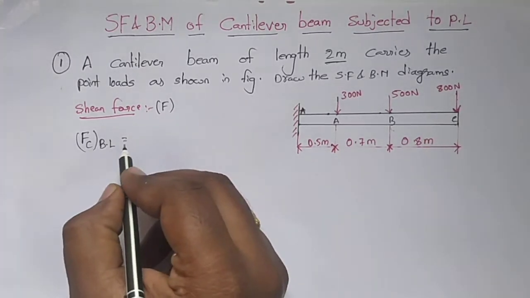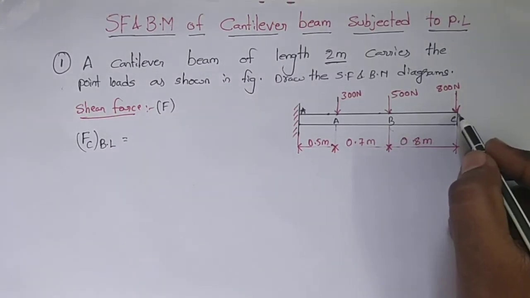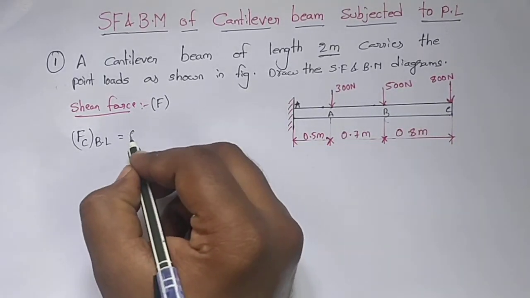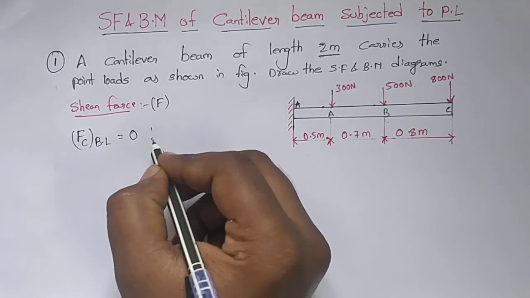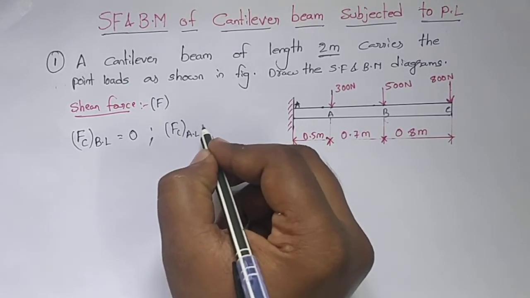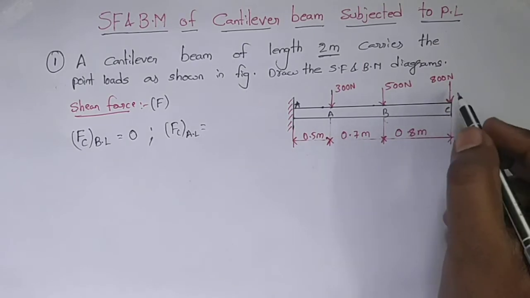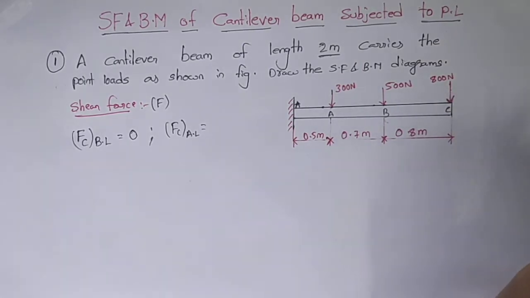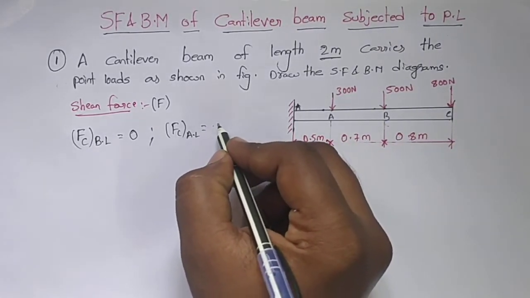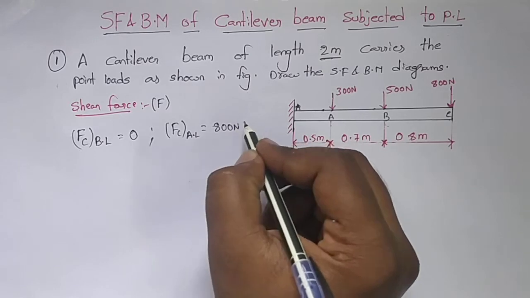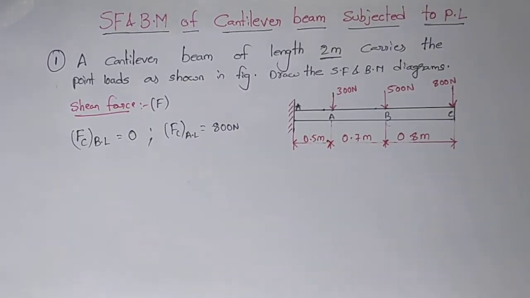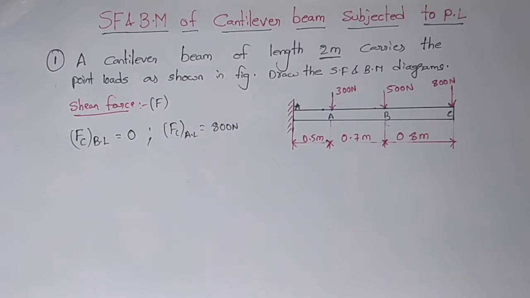Shear force before load. Here at point C, before load means there is no shear force. Therefore, shear force at point C before load is 0. Similarly, shear force at point C after load. After load means here some load is acting, that is 800 newtons. Therefore, shear force at point C after loading is 800 newtons. Here it is 800 newtons because I have taken it as positive. I already discussed sign conventions in the previous class.